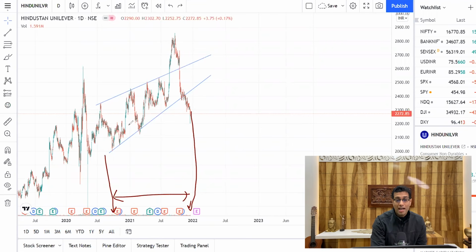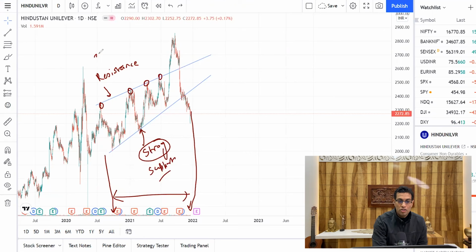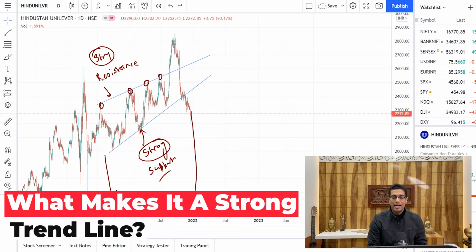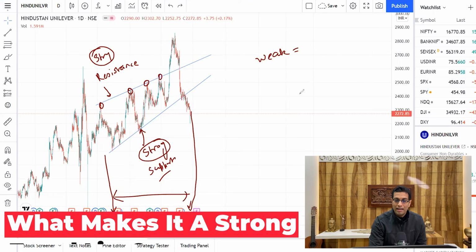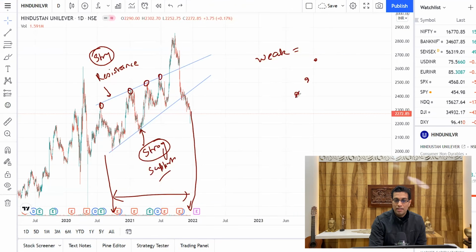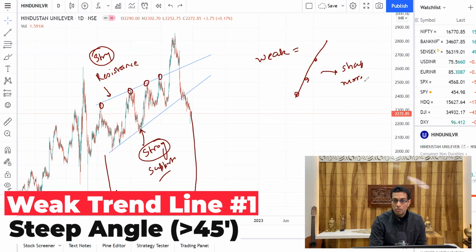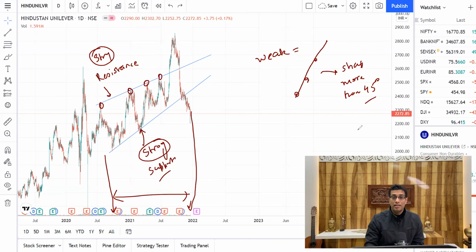Now, how is this channel behaving during this particular period of time? This is a very strong resistance trend line, and this is a very strong support trend line. Why am I saying strong support and strong resistance? There are weak trend lines and strong trend lines. A weak trend line would be something like this. It has a very sharp slope, usually more than 45 degrees. That's an indicator of a weak trend line.